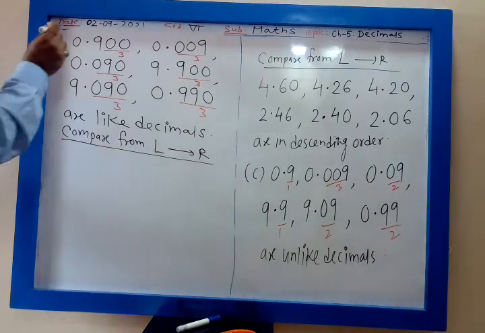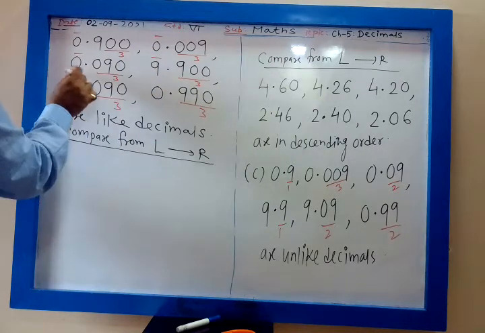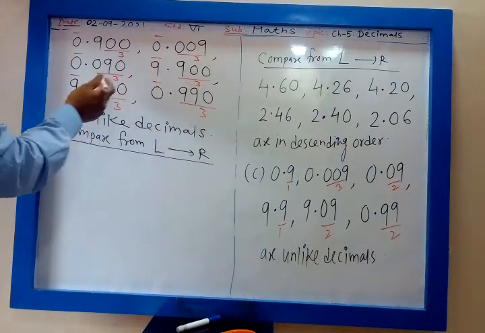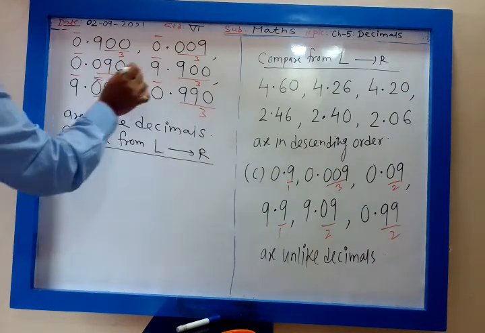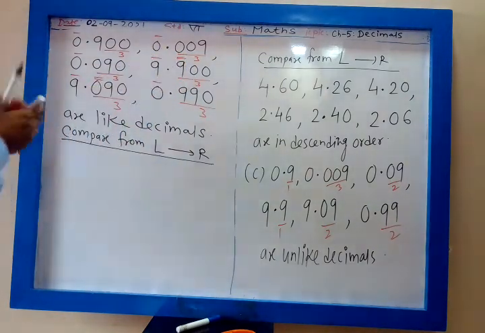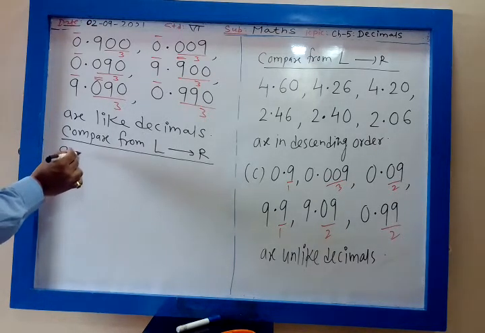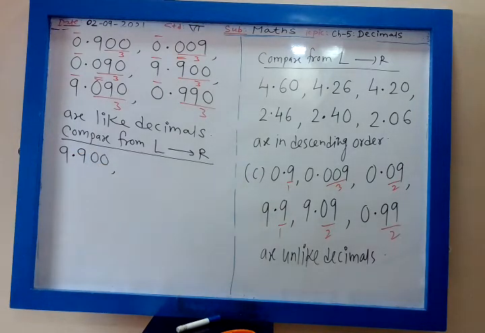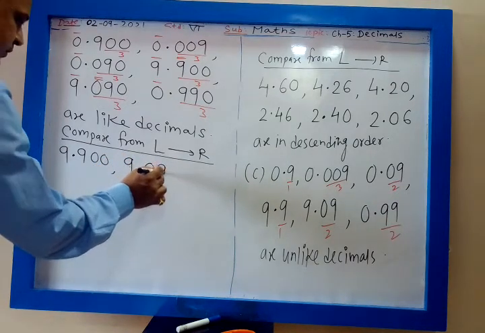So this is 0, 0, 0, 9, 9, 0. Descending order means you have to find the larger number first. This is 9, 9 is larger, these two. Then after 9 it is 0, it is 9, which is maximum, 9.900. Okay. Then after that 9.09, 9.090.